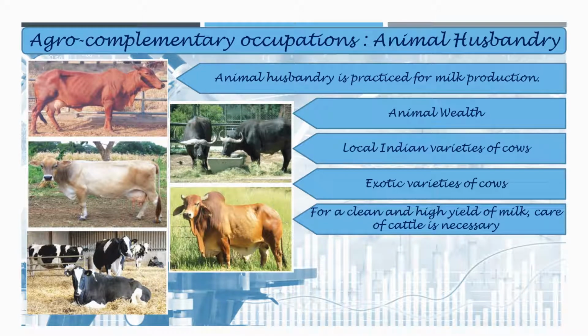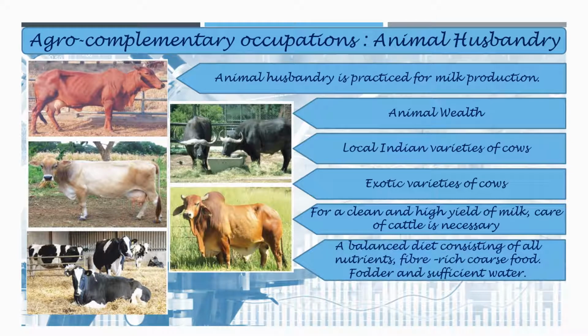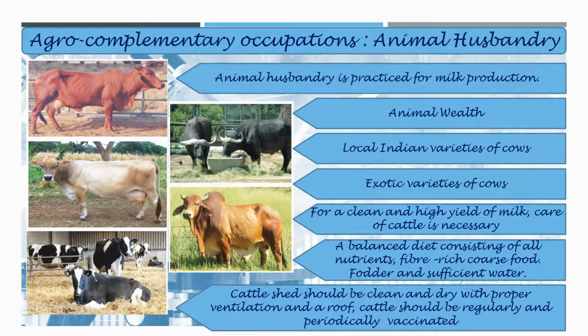And a balanced diet consisting of all nutrients, fiber-rich coarse food, fodder, and sufficient water should be fed to the cattle. The cattle shed should be clean and dry with proper ventilation and a roof, and cattle should be regularly and periodically vaccinated.